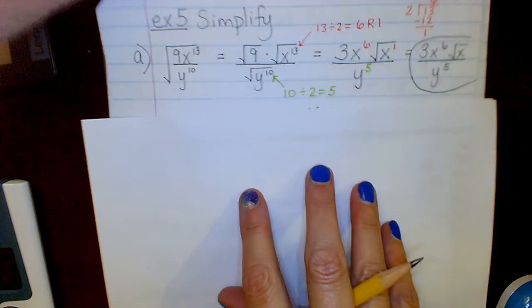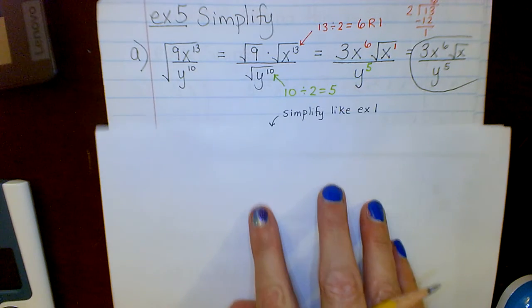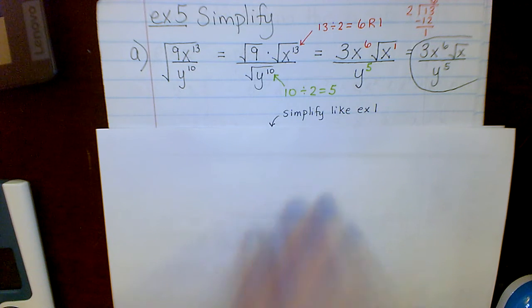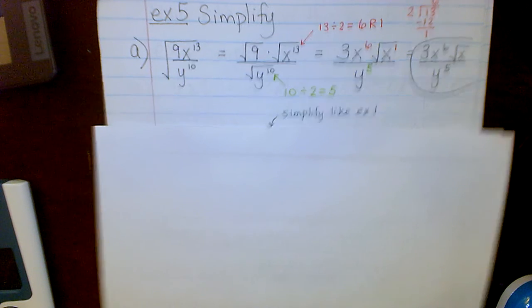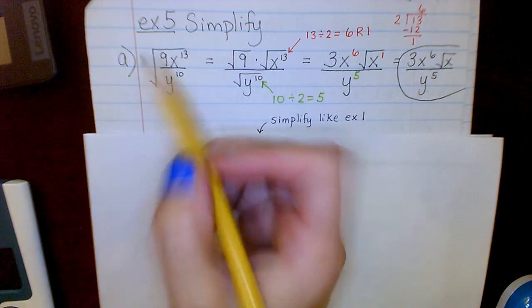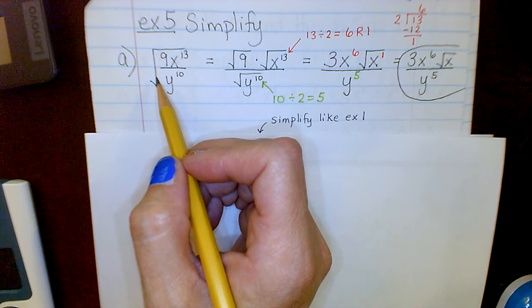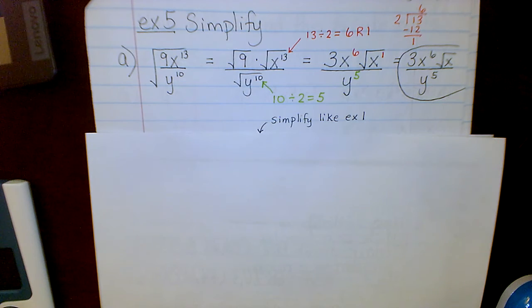Okay, so these are just going to get a little more menacing, but our process is going to stay the same. Okay, my process is always dividing by 2. Why am I always dividing by 2? Because this is a square root. When we get to the cube roots, I'm going to divide by 3. If you do a fourth root, I'm going to divide by 4.